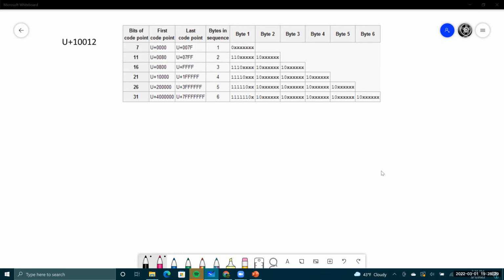Professor, I have a question. What would you call this U+10012? Is that just like a hexadecimal number? It's a hex value, yeah. But it's like a Unicode UTF? It's a Unicode code point, 10012, and I don't know the character off the top of my head.